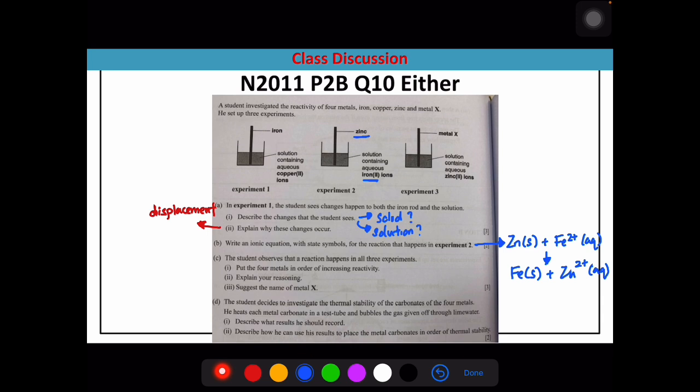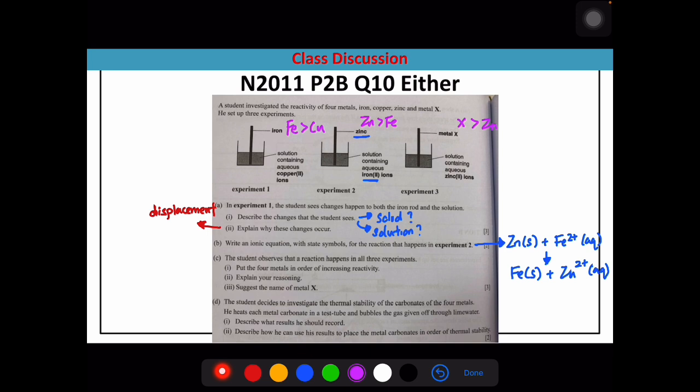Part C mentions that in all three experiments, a reaction was observed. Now, what does this tell us about the experiments? It means that from experiment 1, if there is an observation of reaction, iron, I'll just use the symbol, is more reactive than copper. In experiment 2, if there's a reaction, it means that zinc is more reactive than iron. In experiment 3, if there's a reaction, it tells us that X is more reactive than zinc.